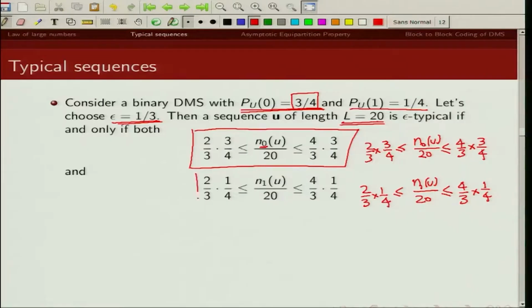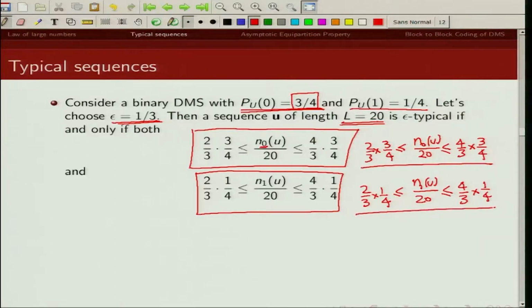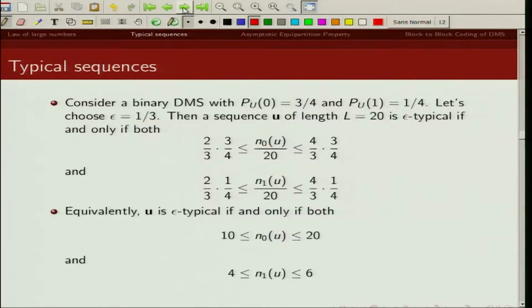So these are the two, because we had a binary source. So number of occurrence of 0 should satisfy this relationship. Number of occurrence of 1 should satisfy this relationship. Now simplifying this, we get this condition that number of zeros in the sequence of length 20 should be between 10 and 20, and number of ones should be between 4 and 6.